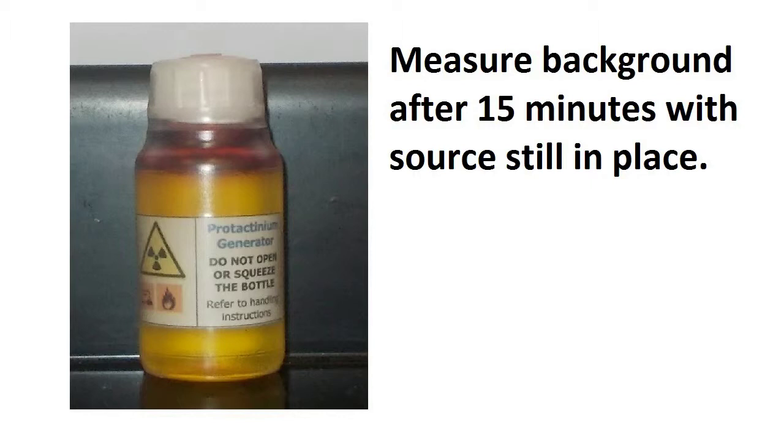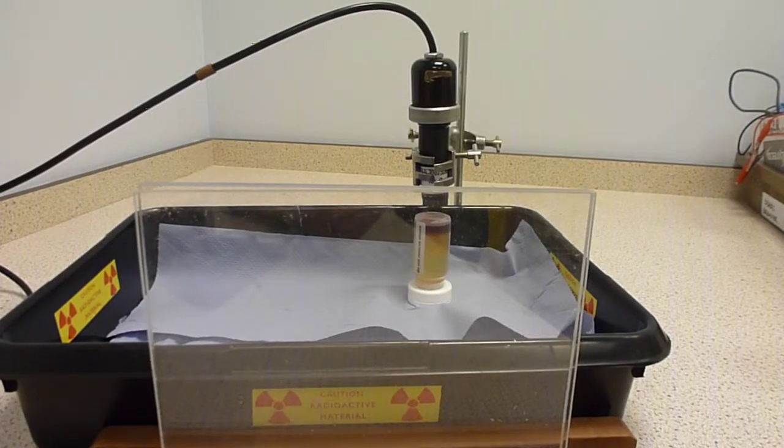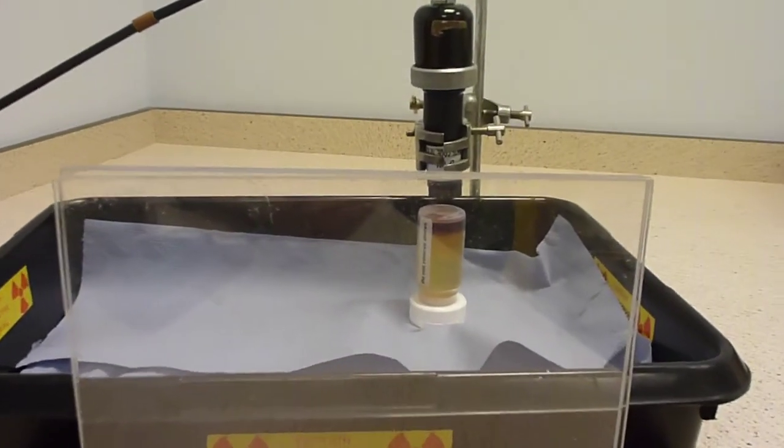This figure should be used to correct the count rate. Normally, we wouldn't take a background count reading with the source in place, but in this case we have to, because there will always be other elements decaying in the generator, not just protactinium. Note the perspex shield, necessary because we are dealing with beta radiation here.